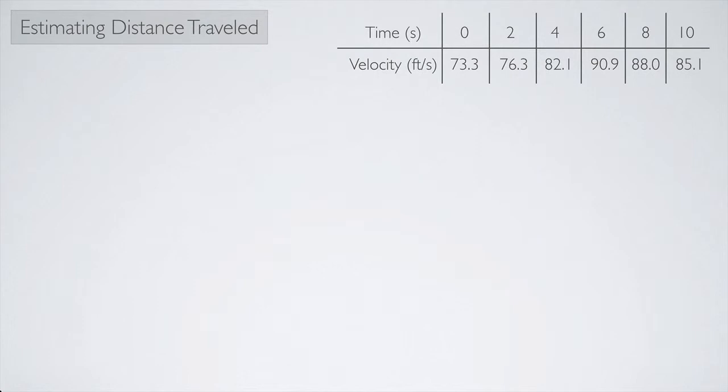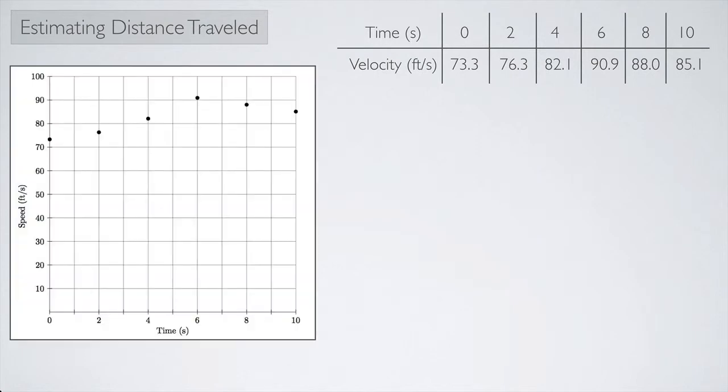Well, let's look at the table of values here and let's graph it. So we would get a graph that looks something like this. So we're just plotting a bunch of points here.